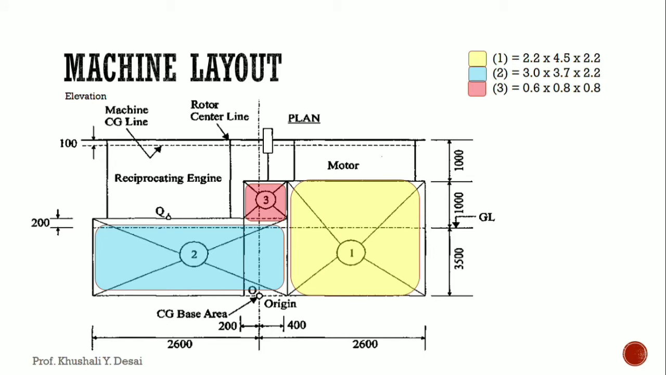This is the machine and the foundation in elevation, where the CG base, that is the origin, is pointed at the base. 1, 2 and 3 here are the foundation itself, where the dimension of 1 is 2.2 by 4.5 by 2.2, while that of 2 is 3 by 3.7 by 2.2, and the third is the smallest, that is 0.6 by 0.8 by 0.8. So combining 1, 2 and 3 you will get the total foundation.